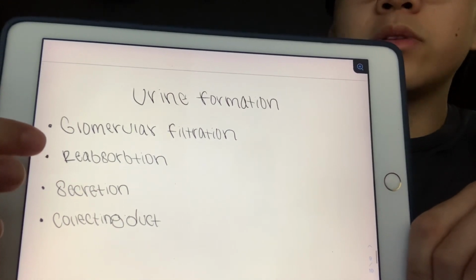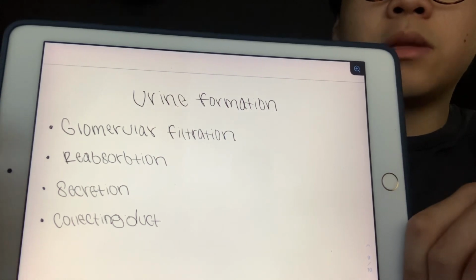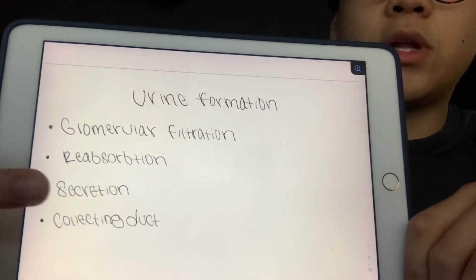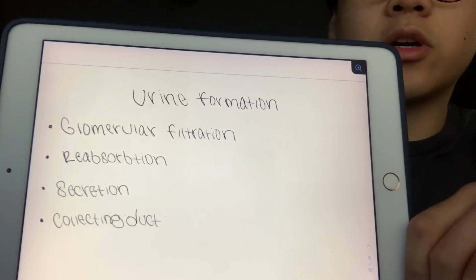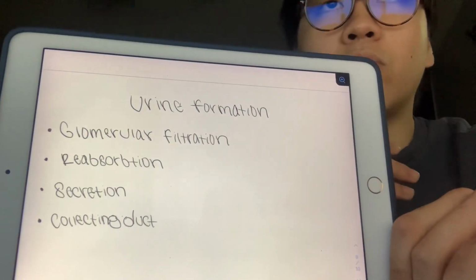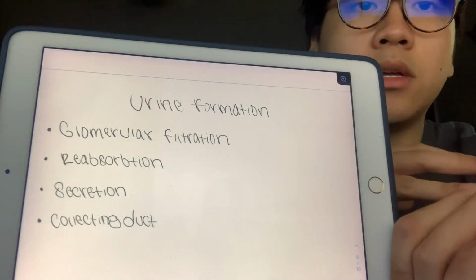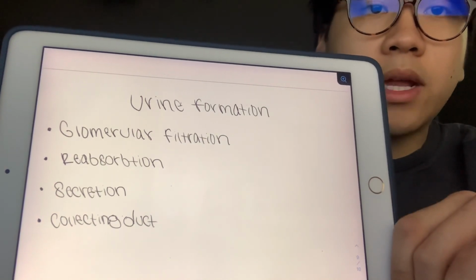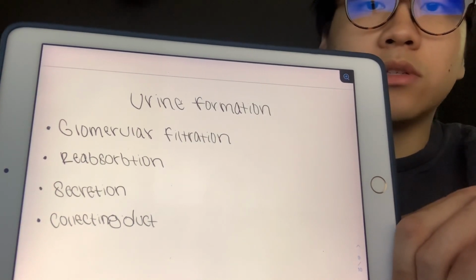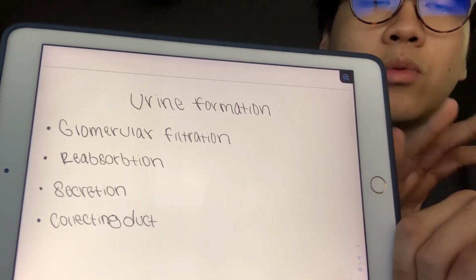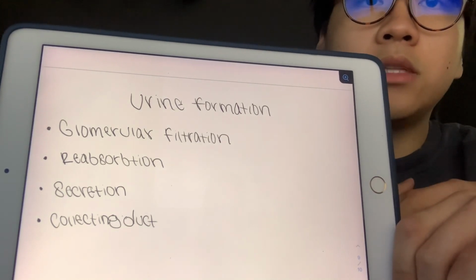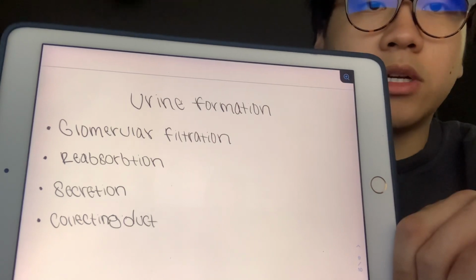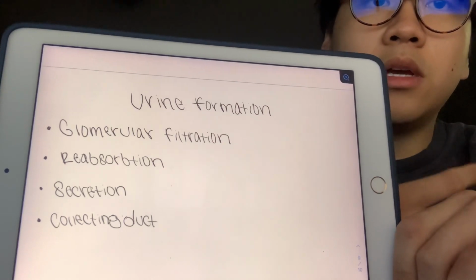Within glomerular filtration, the blood is going to be filtered. Following that, reabsorption occurs, and this is important. Reabsorption reabsorbs ions that we need, electrolytes, and glucose that gets filtered, because those are things that we need. We need to keep those in order to produce more energy in our body, because we use glucose to produce ATP.